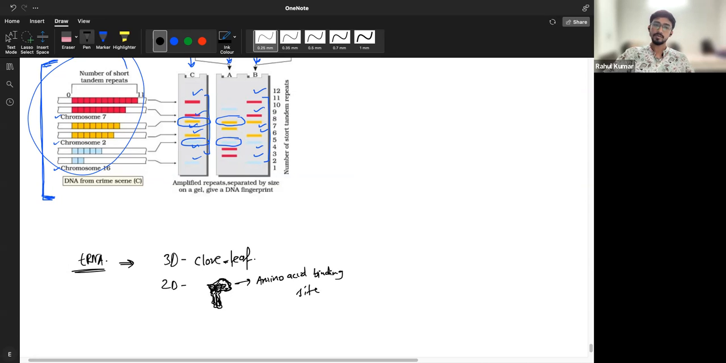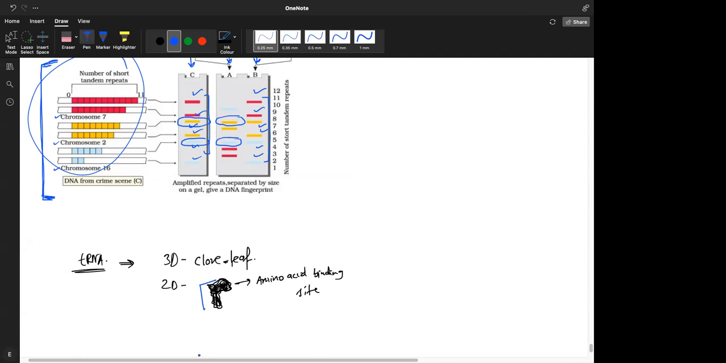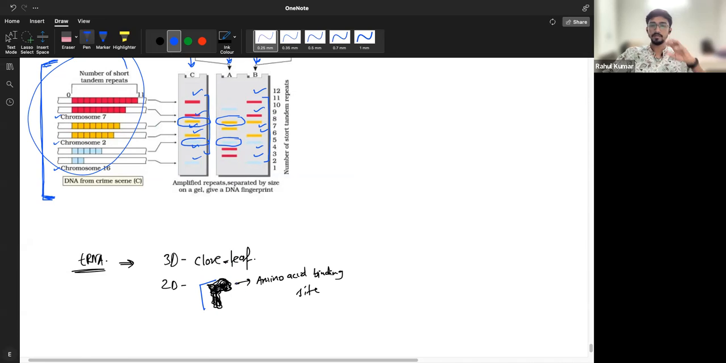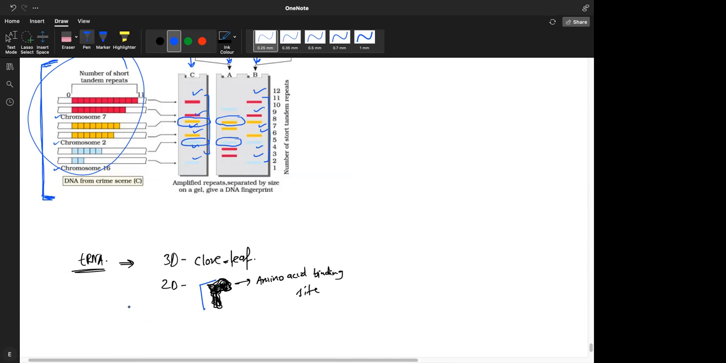So when you look at this structure in 2D, does it look like an inverted L to you? Yes, sir. But imagine this structure in 3D, so you can rotate it, and it will look like a clove leaf. Okay, that's the difference. Any other doubt, people?